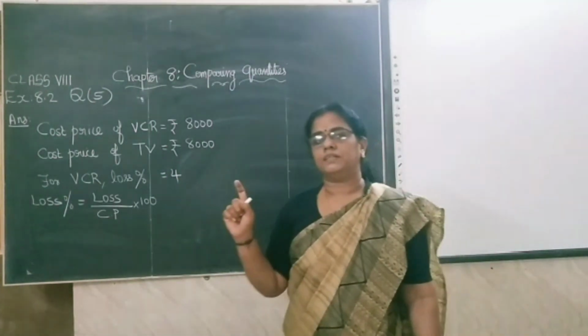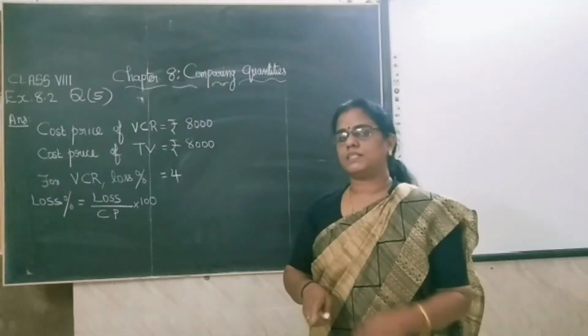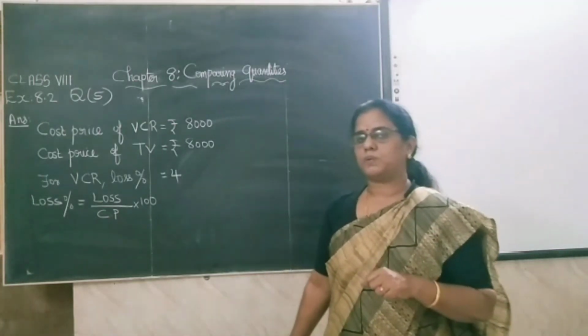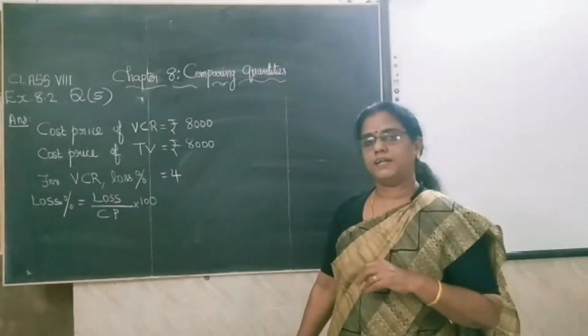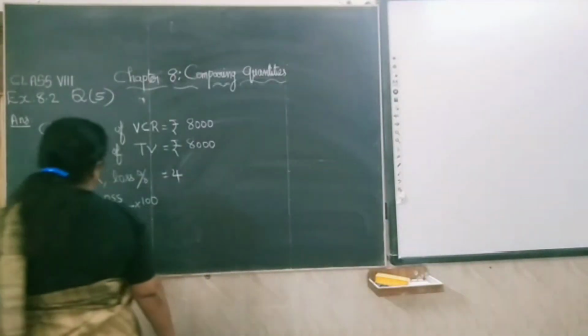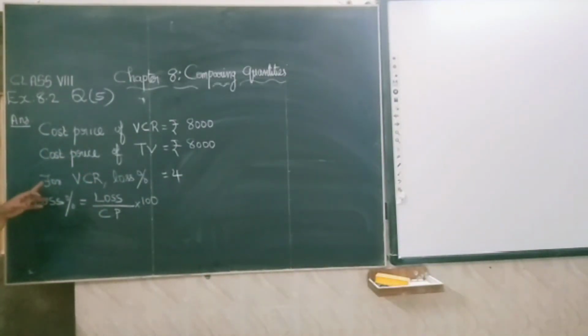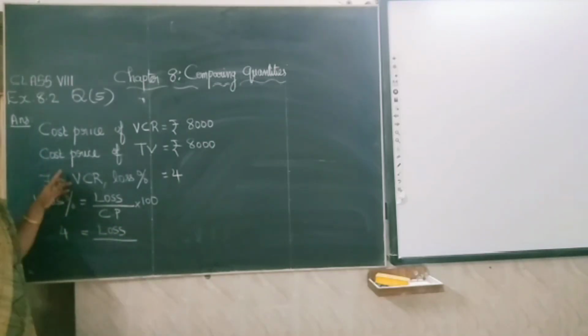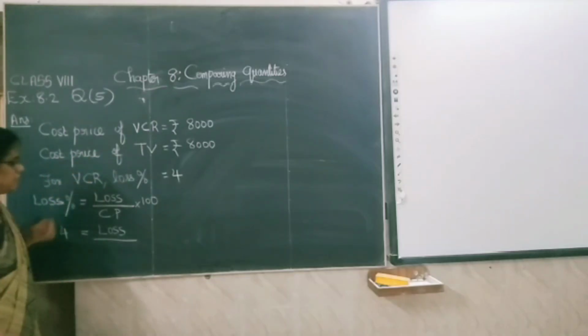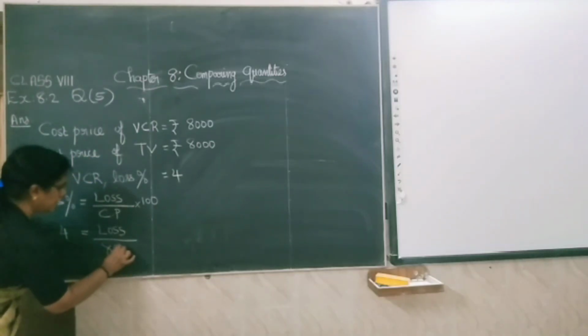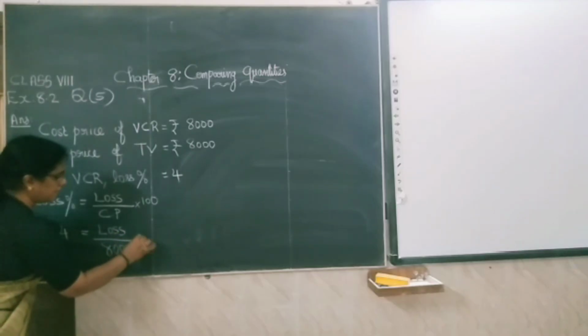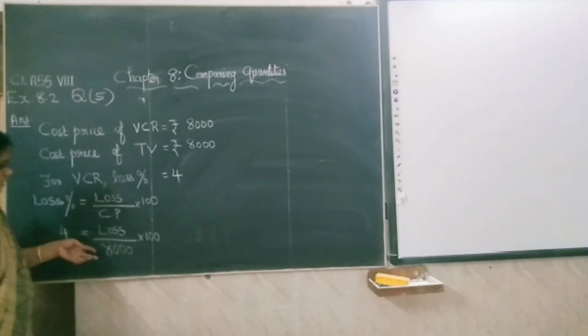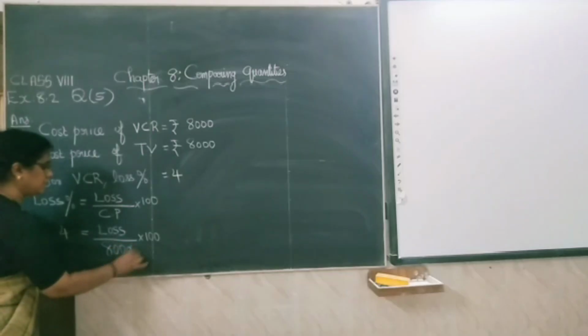Now we can apply the equation, that is loss percentage equal to loss by cost price into 100. So here loss percentage, that is given as 4. So here we can write 4, that is equal to loss. Loss we don't know. Loss divided by, now cost price. Cost price is given rupees 8,000. So 8,000, then multiplied by 100. Now we can cancel these two zeros.